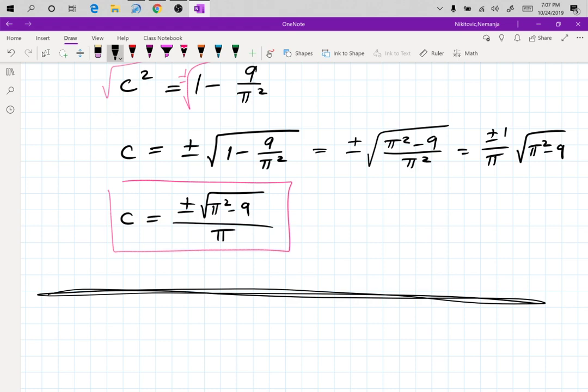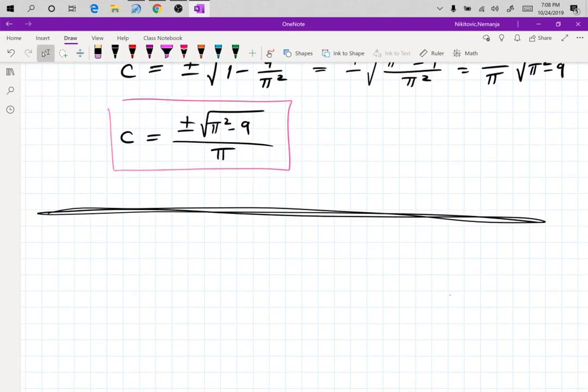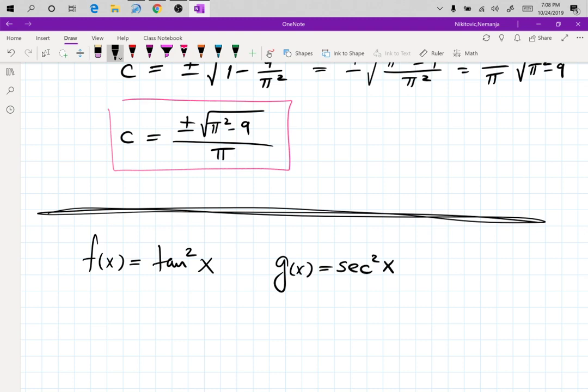Verify that the functions tangent squared and secant squared have the same derivatives. What can you say about the difference f minus g? That's a nice problem for honors section. Let's go. So we have f of x equals tangent squared x, and g of x equals secant squared x. Verify that they have the same derivatives. Go on, I'll wait.